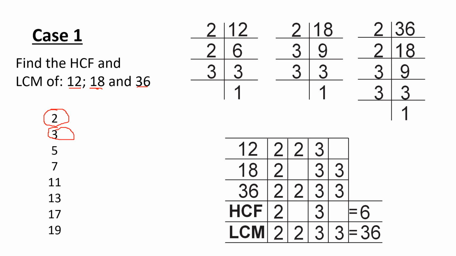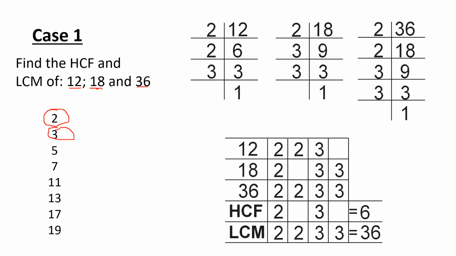36 divided by 2 is 18. 18 divided by 2 is 9. 9 divided by 3 is 3. And 3 divided by 3 is 1. So 36 in terms of the product of its prime factors is 2 times 2 is 4, times 3 is 12, times 3 is 36. So now I go. The first 2. Are there any 2's already? Yes, write it down. Are there any more 2's? Yes, write it down. Are there any 3's? Yes, write it down. And this last 3 goes under that 3 there.